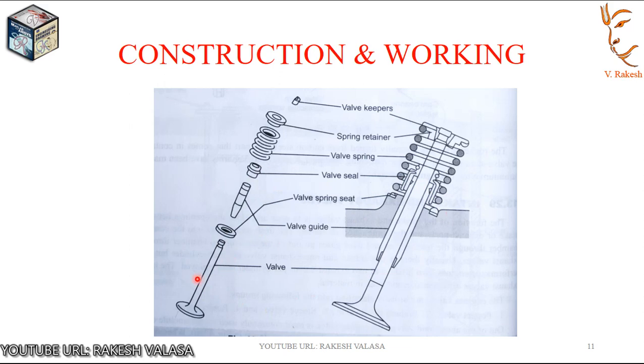The special cast iron made valve guides are press fitted onto the cylinder head, and in these guides valves are inserted. The material for inlet valve is usually a special carbon steel including silicon and chrome. This has particularly good corrosion resistance and also has good heat conduction and a low coefficient of expansion.